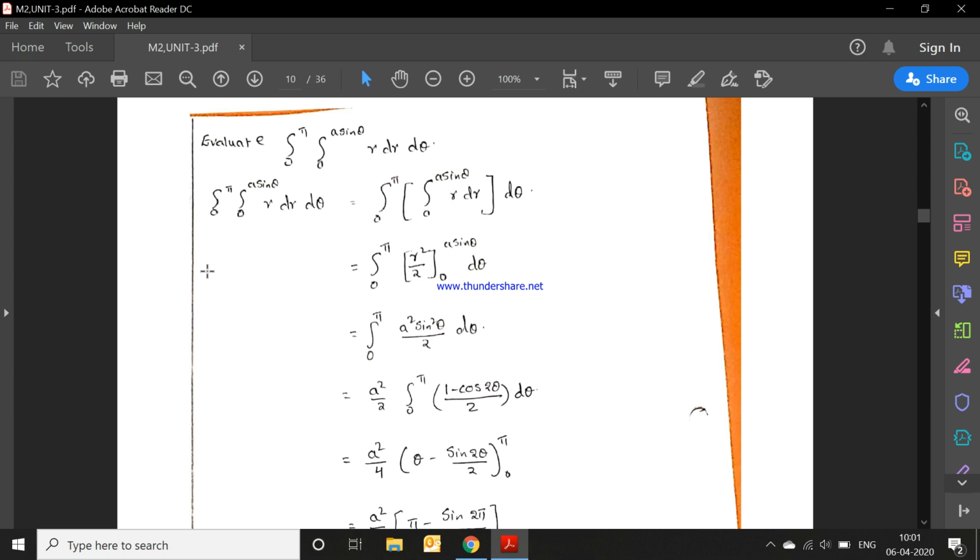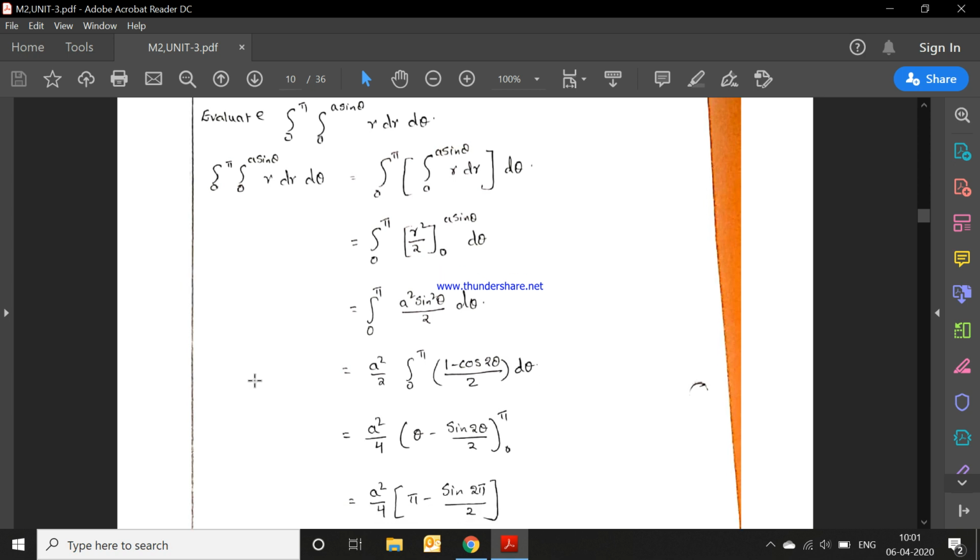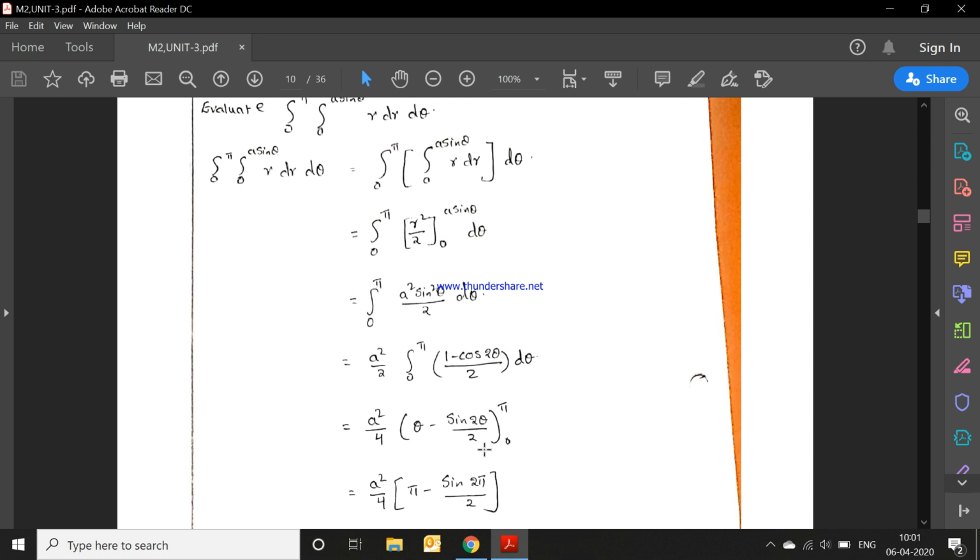We are getting a square sin square theta. A square by 2 is right outside. Sin square theta, it is not possible to write direct integration, so that's why we are applying the formula sin square theta is equal to 1 minus cos 2 theta by 2 into d theta. Now here 1 by 2 is constant right outside. A square by 4 into integral d theta is theta minus cos 2 theta integration, which is sin 2 theta by 2.